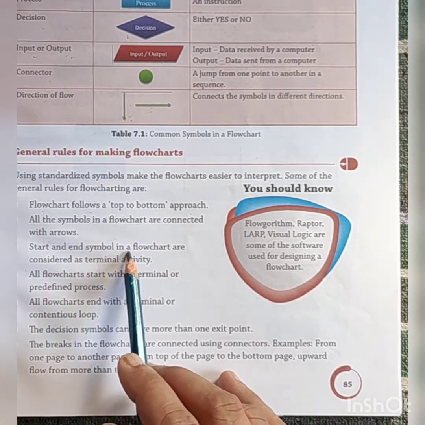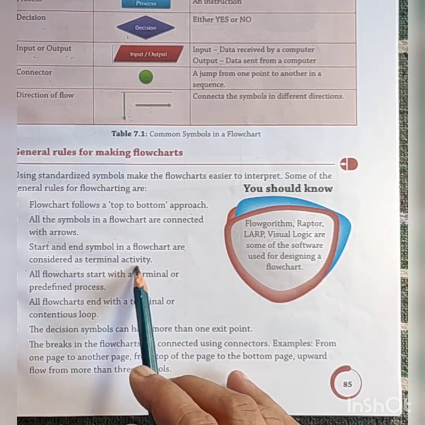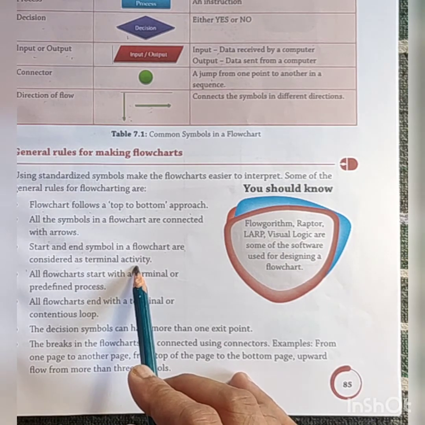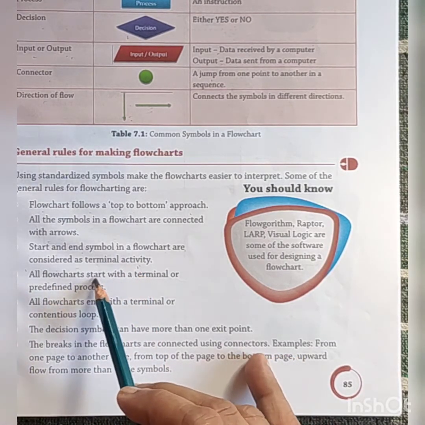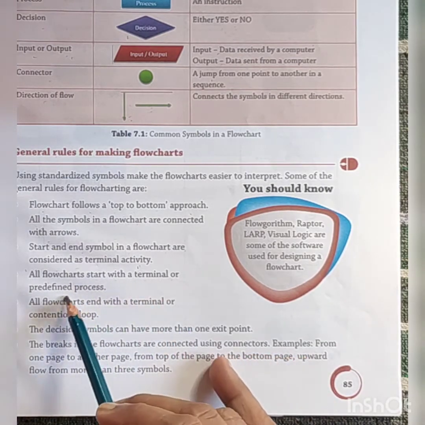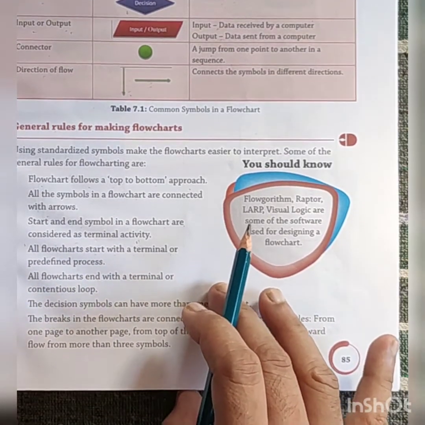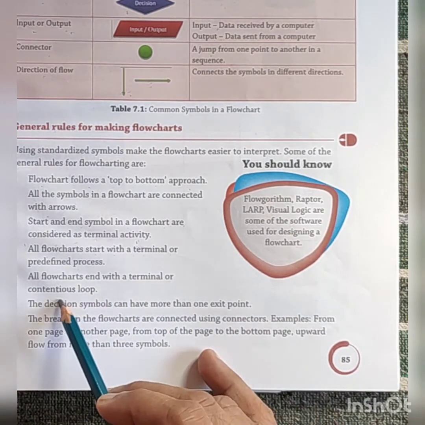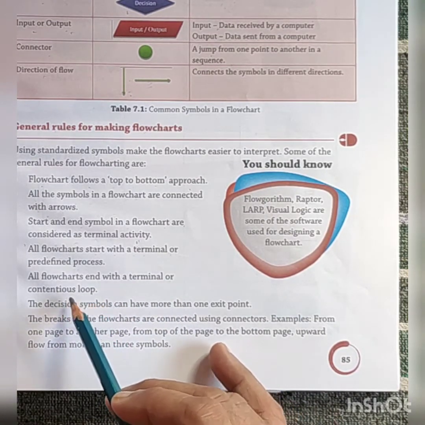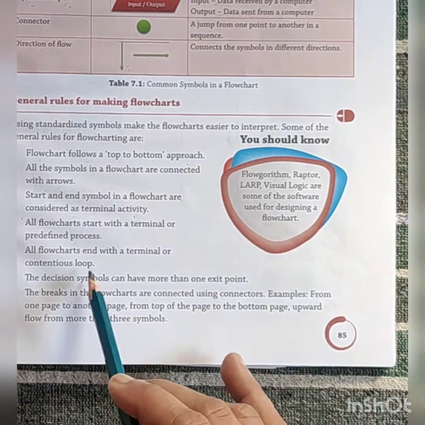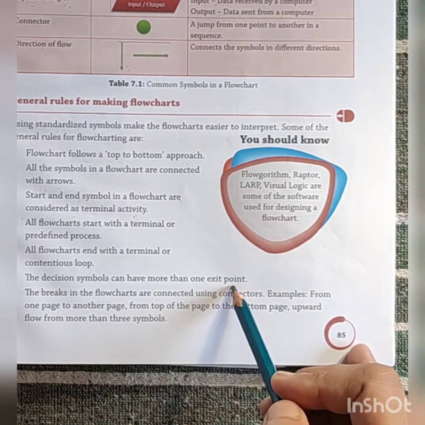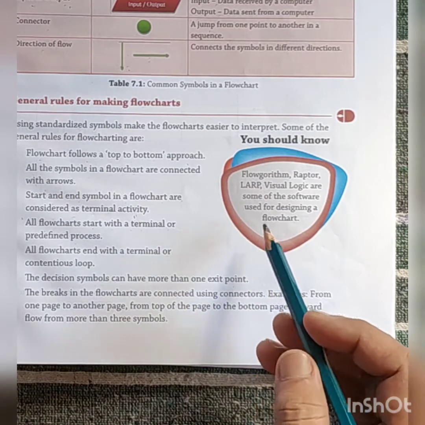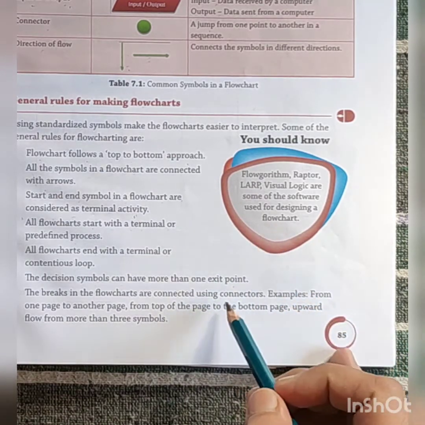Start and end symbols in a flowchart are considered as terminal activity, yes, correct. Starting point and ending point. All flowcharts start with a terminal or predefined process, yes, correct. All flowcharts end with a terminal or continuous loop. The decision symbol can have more than one exit point, yes. It can have, because there are decision options, yes or no. So it has more than one exit point.